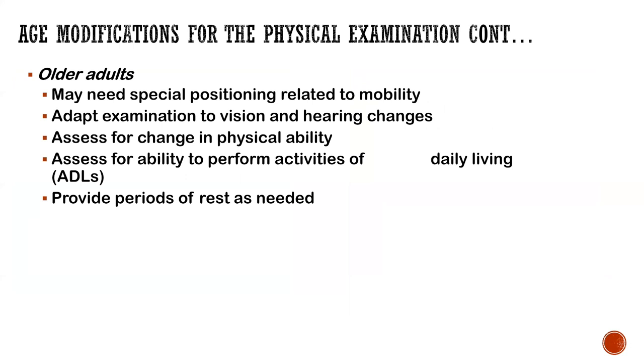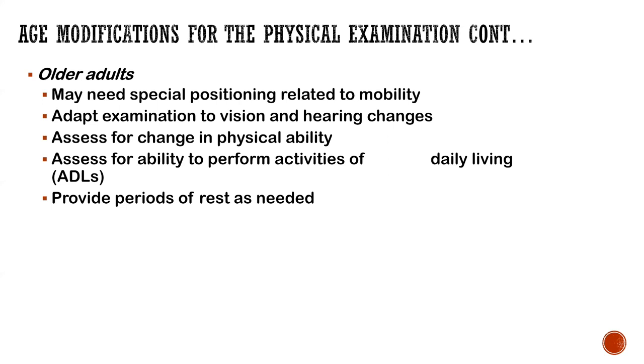Older adults, so this is greater than 55 years old. You may need to adapt your exam to limit position changes due to health conditions of the older adult, like COPD or arthritis. Consider adapting to vision and hearing changes. If they have sensory deficits, always tell them what you're doing, and talk a little bit louder if they have hearing problems. Assess for changes in their physical ability and their ability to perform activities of daily living, right? Provide periods of rest as needed.